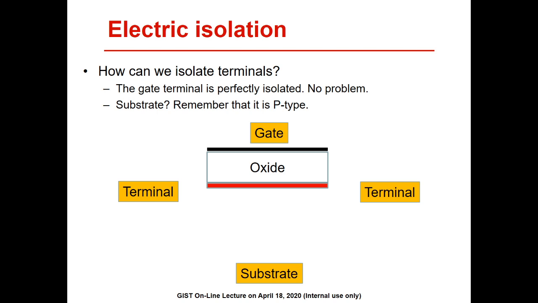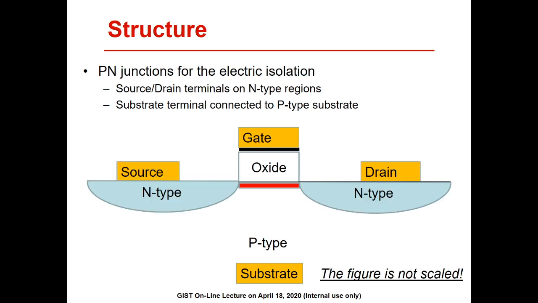When we remember that the substrate region is p-type doped, the answer is quite straightforward. Shortly speaking, we adopt p-n junctions for the electric isolation. Regions with n-type impurities are electrically isolated from the p-type substrate. At the same time, they can be used as reservoirs for electrons.